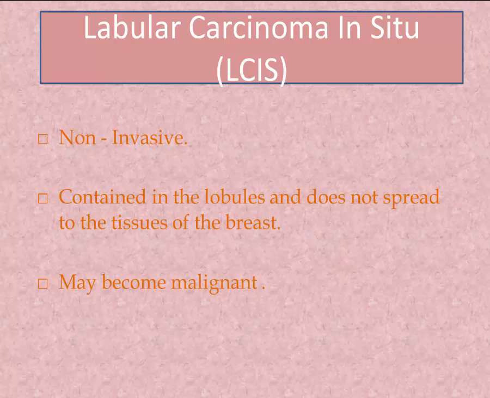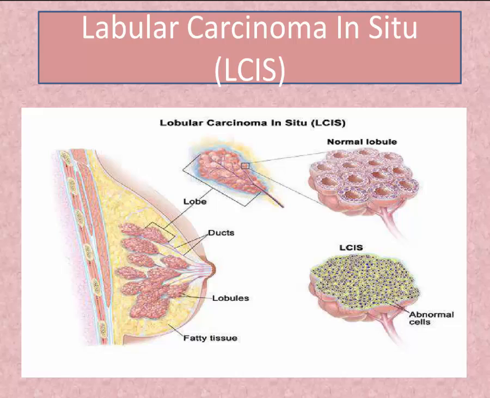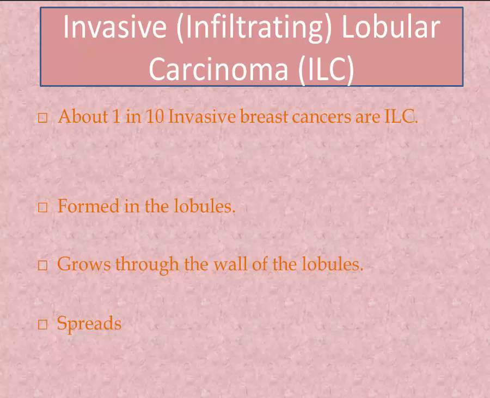Lobular carcinoma in situ is non-invasive. It is contained in the lobules and does not spread to the tissues of the breast. It may become malignant. Invasive, or infiltrating, lobular carcinoma, ILC: about 1 in 10 invasive breast cancers are ILC. It forms in the lobules, grows through the wall of the lobules, and spreads.